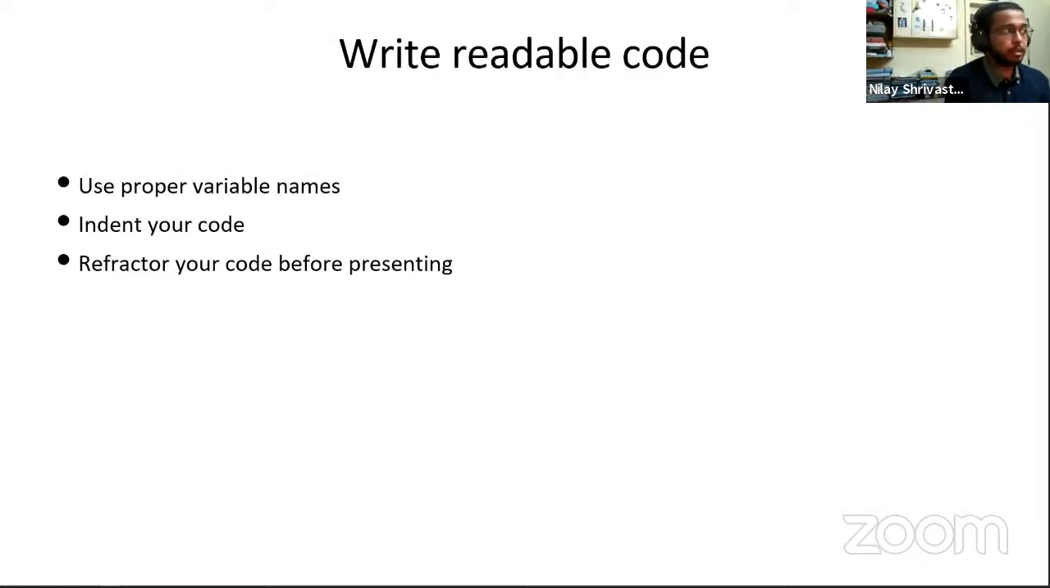So how to write readable code? First of all, use proper variable names. Don't use variable names such as A, B, C, D, P, Q, R, S, unless the problem itself has mentioned certain variables in that fashion. So if the problem says that you have an array named A, then go ahead and use A as the variable name for the array.